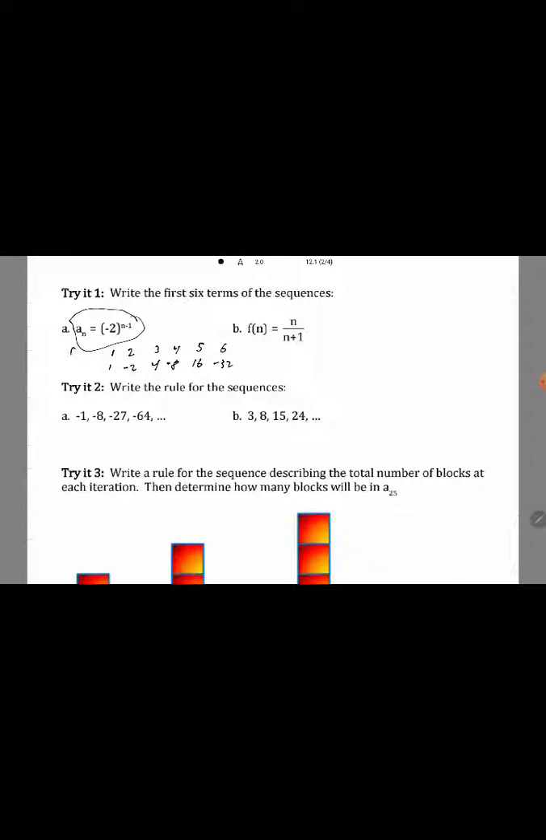So once again, here's my domain, and then here's my range. This is mostly what we're looking for here. Normally you can just leave off the domain.